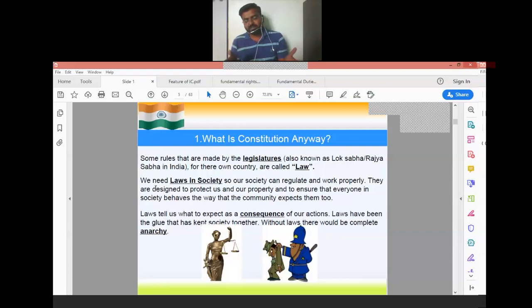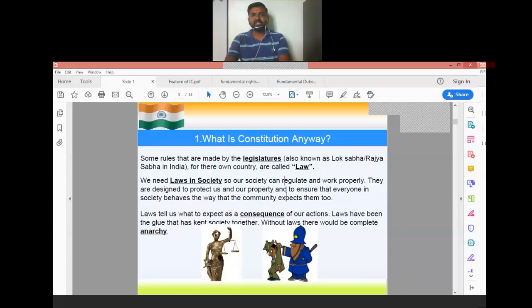There is a proper structure, a proper way, the route, in which the legislative bill, that is called a law, has to pass. In both the houses, the majority will be there for the particular bill or law. Then the new law will be enforced for all. Now we need law in societies so that our society can be regulated and framed properly.